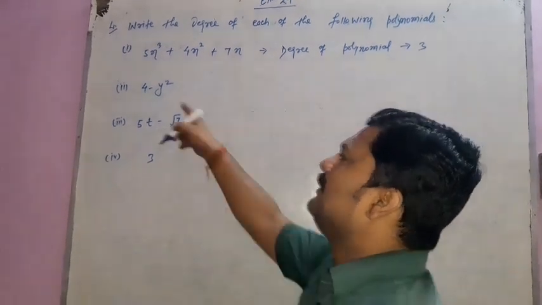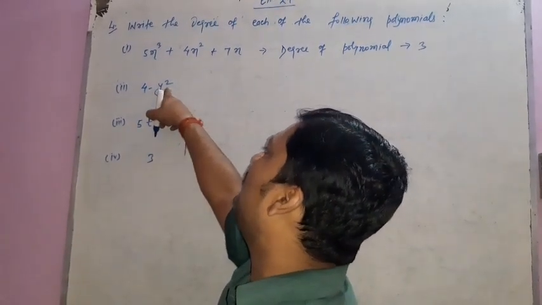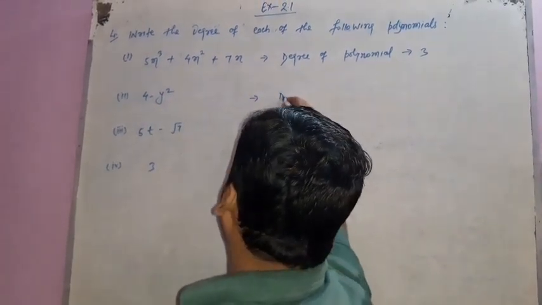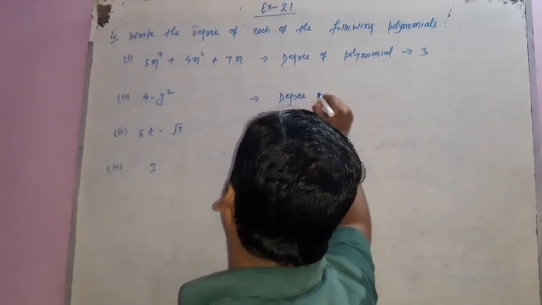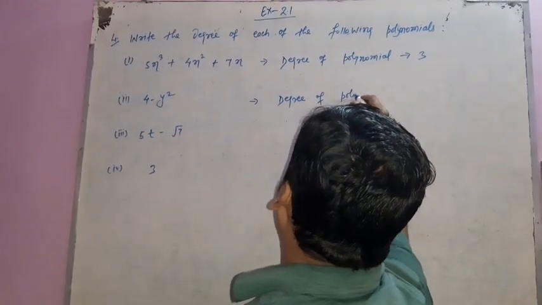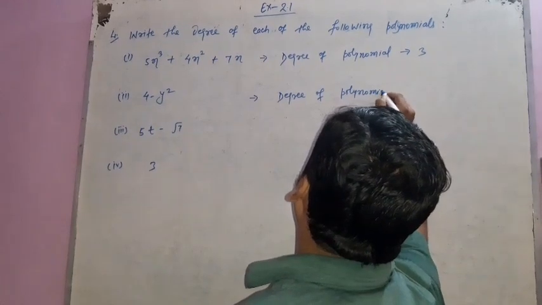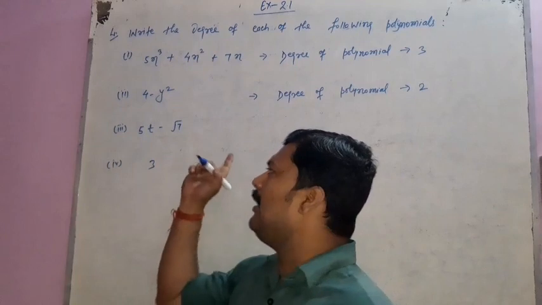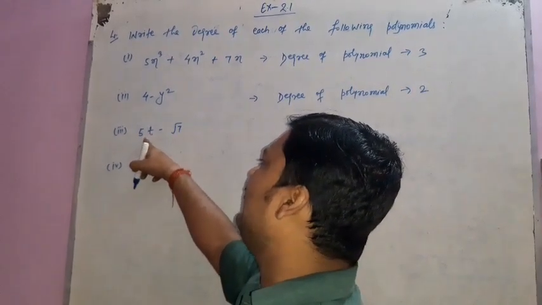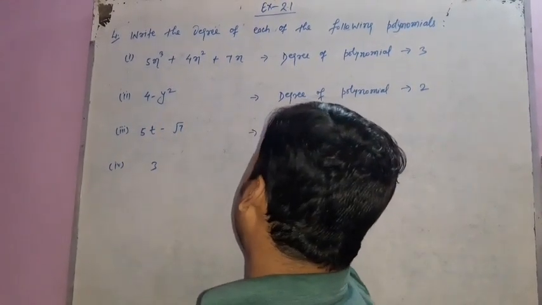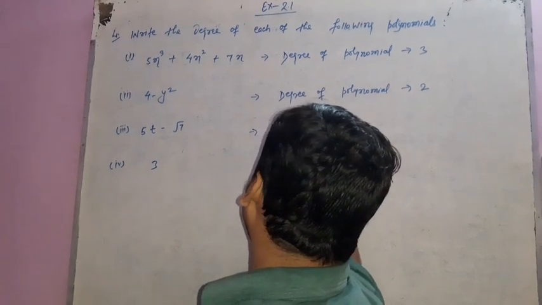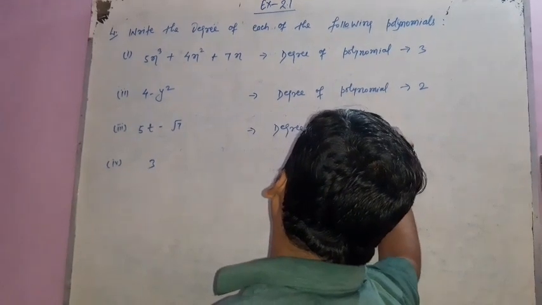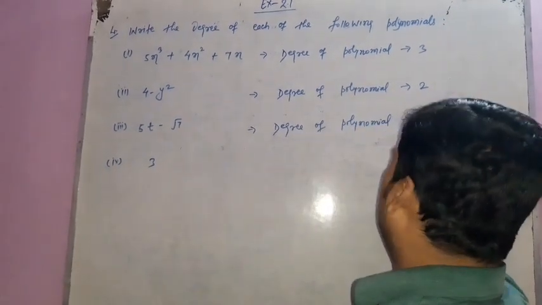Now in the next one, only one variable is present, and what is the degree of this variable? 2. So you can write here the degree of the polynomial is 2. Now in this polynomial only one variable is present, and what is the degree of this variable? 1. So you can say that the degree of the polynomial in the third is 1.